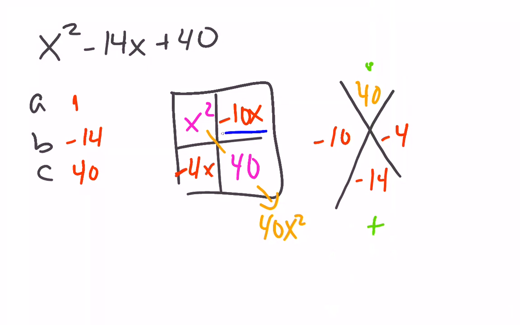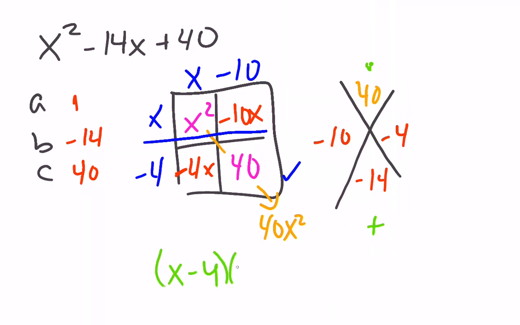Take out your GCF of the first row, which is just x. What times x is x squared? X. What times x is negative 10x? Negative 10. What times x is negative 4x? Negative 4, and negative 4 times negative 10 does give me positive 40, so it checks out. Final answer would be x minus 4, the side, times the top.